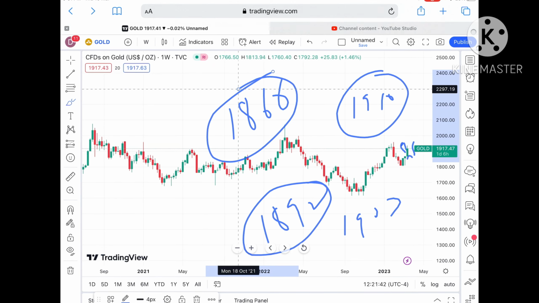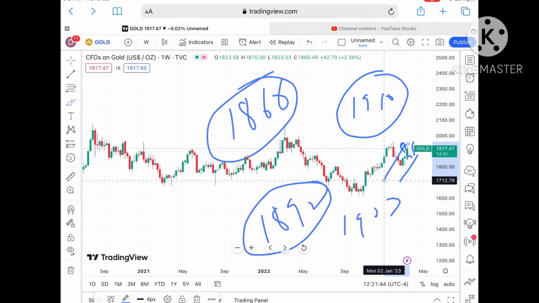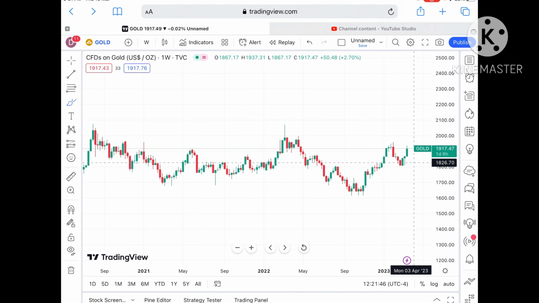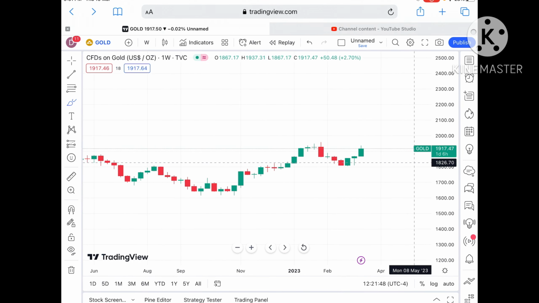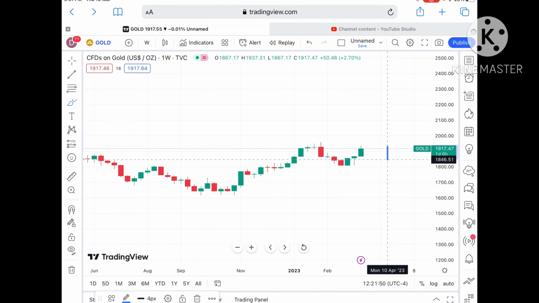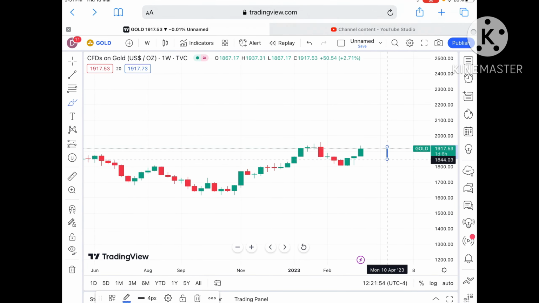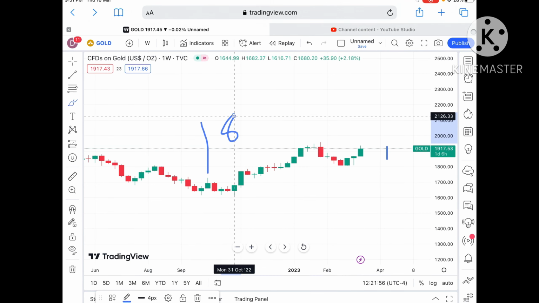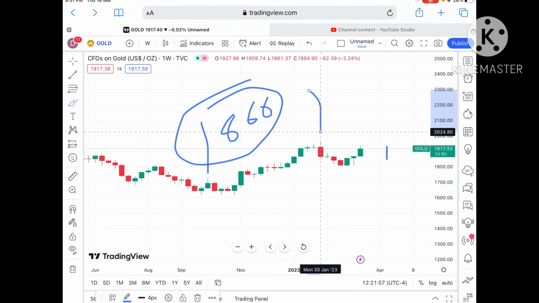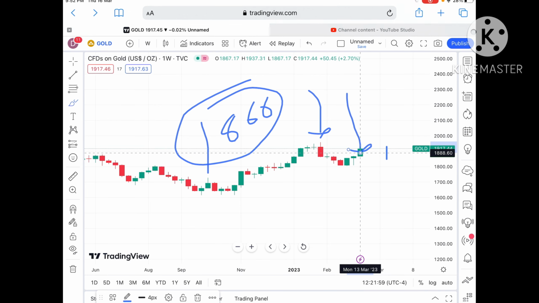If the price falls below this particular level, then we can see the trend will break, and the probability is very high it can go further down, with a probability of touching around 1855, and from there we can see a level of 1846. So once the price falls below a level of 1866, I'll make another video explaining where the price of gold can move.